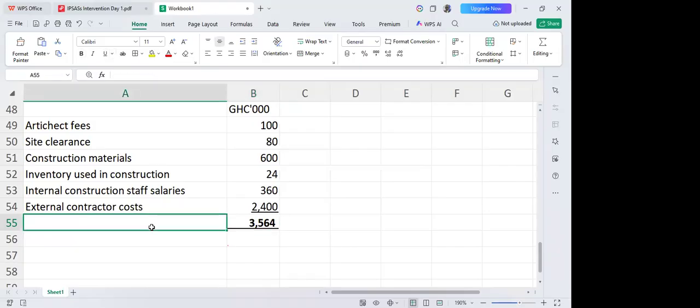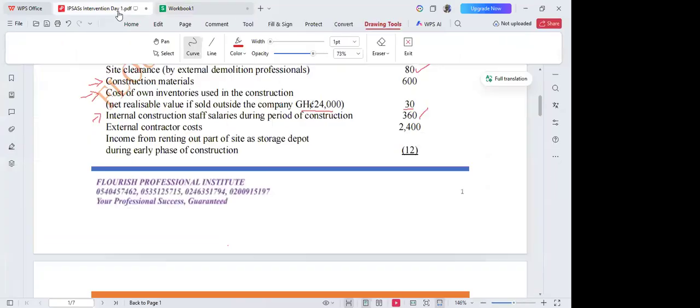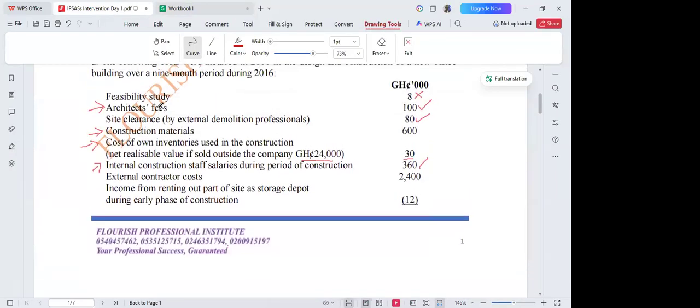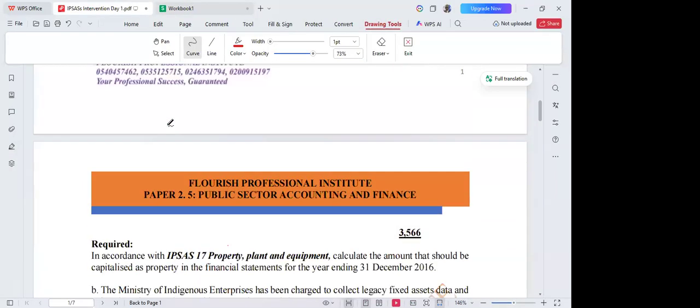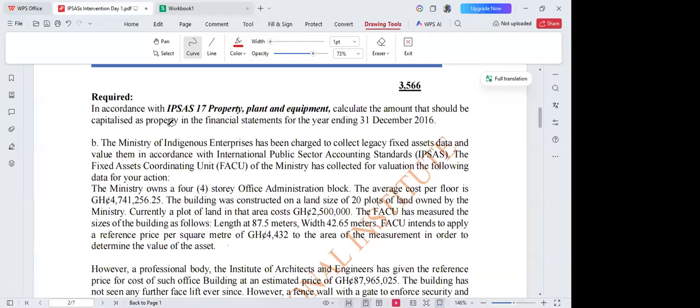So this becomes the cost of the asset. This becomes the cost of the asset. So we are done with this question. Is there a question on that? So we are done with the A. Can we move on to B?